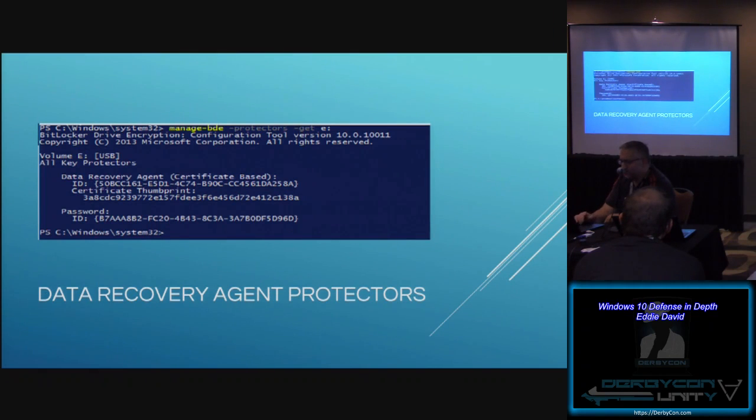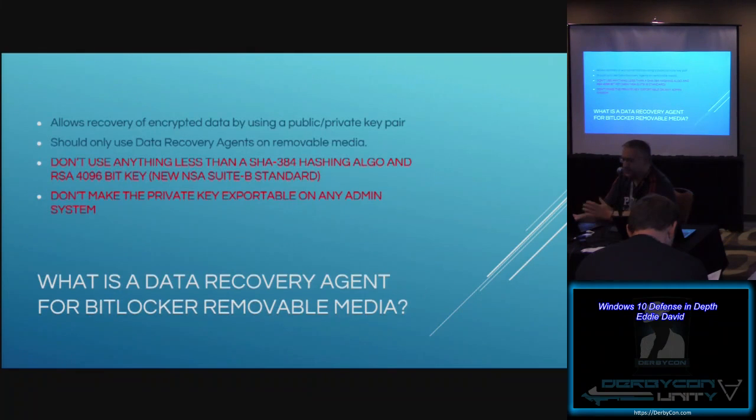So how do I know that? Well, if you dig down further and get into protectors, one of the things I'm going to see here is a certificate thumbprint. And to a normal user, that's really not going to mean anything. For an admin that has the private key to this thumbprint, you're going to be able to actually unlock the data without knowing their password, because it's going to be inevitable where somebody's going to come in and tell you, hey, I forgot my password, but I really need the data off this. So that's really the reason why you should probably use data recovery agents on removable media.